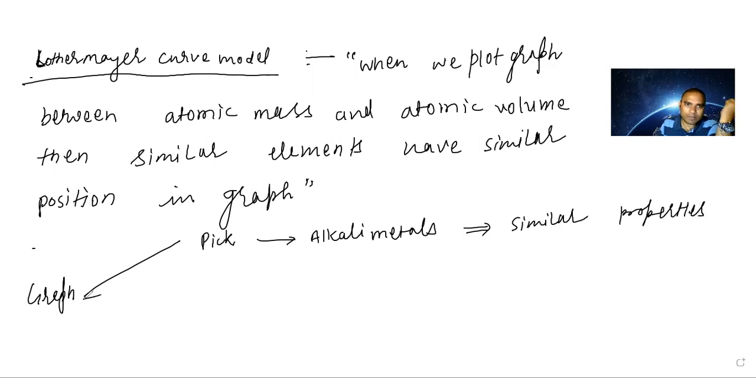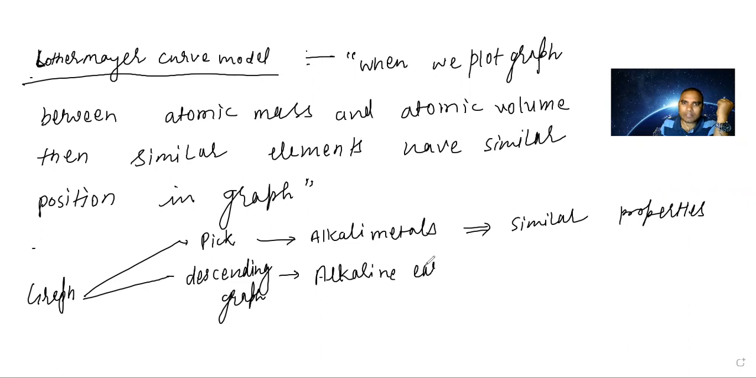Now the second one. They are saying a descending graph. Descending graph means coming downside. If you are coming downside, then some elements will be there. They are saying alkaline earth metals are here, and they also have similar properties.